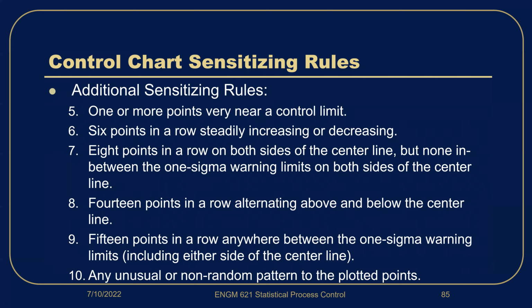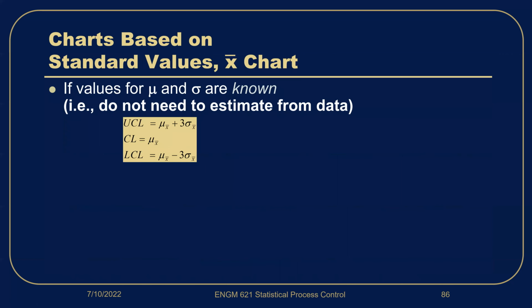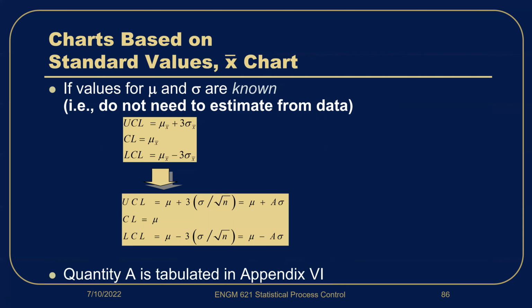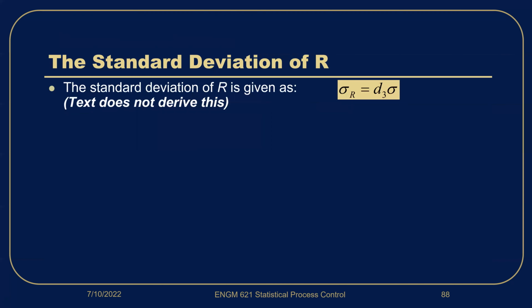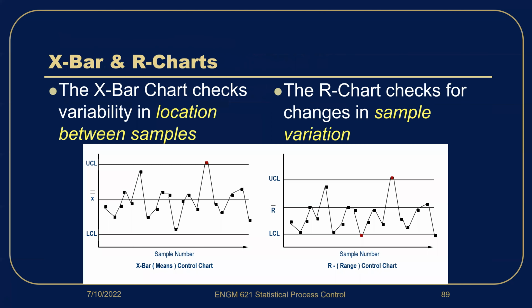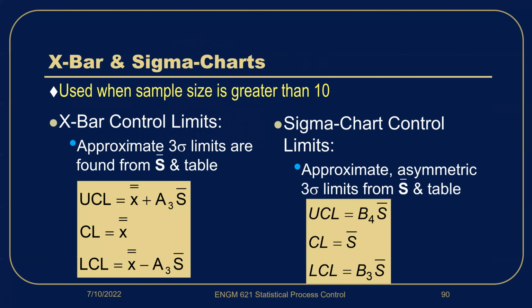Here are additional sensitizing rules. We may use them for some special industries or processes, but the 4 Western electric rules are the most general ones that can be applied to all processes. From slide 86 to 89, we summarize once again what we have learned about the X-bar chart and R chart. Please read through them. Then, the X-bar chart and R chart are used when sample size is between 3 and 8.